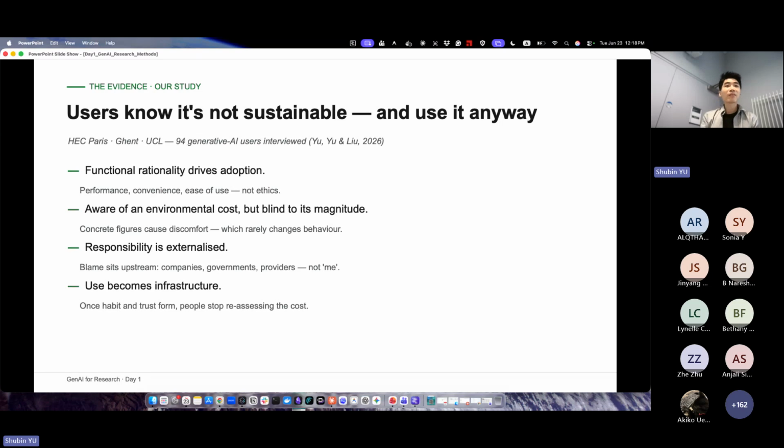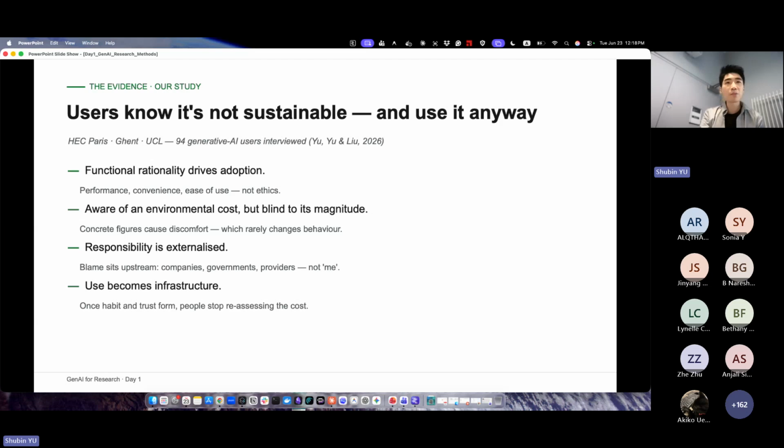They also try to externalize the responsibility. They say it's not their responsibility to be sustainable; it's the responsibility of the companies, the government, or the provider. Also, if they use the same model, it is very difficult for them to change to another model. It becomes a habit, but they are willing to change.